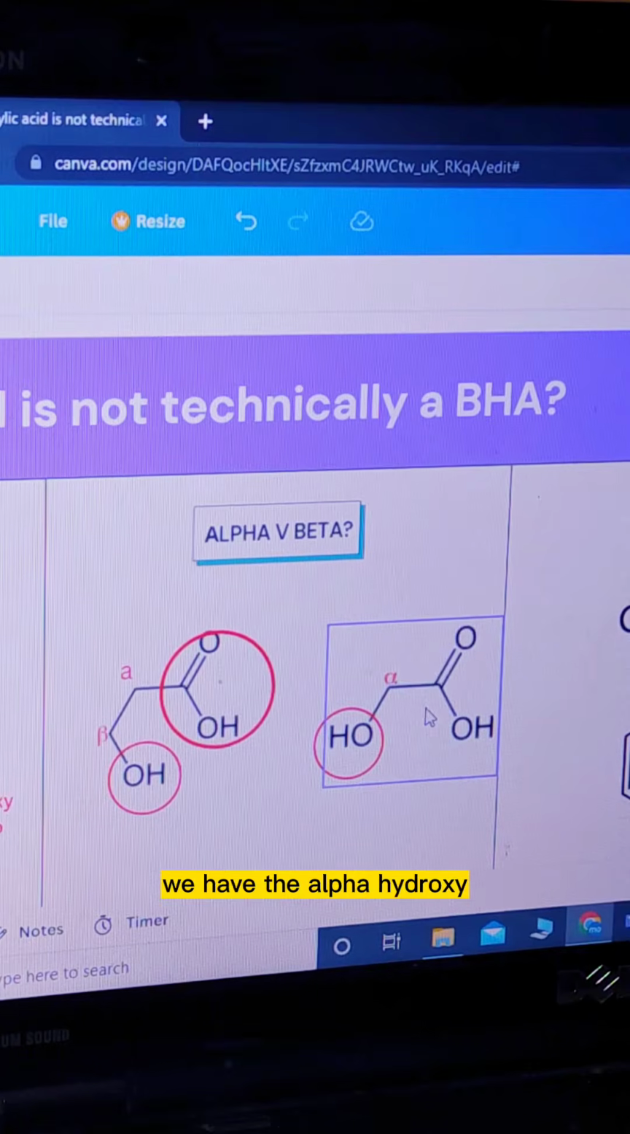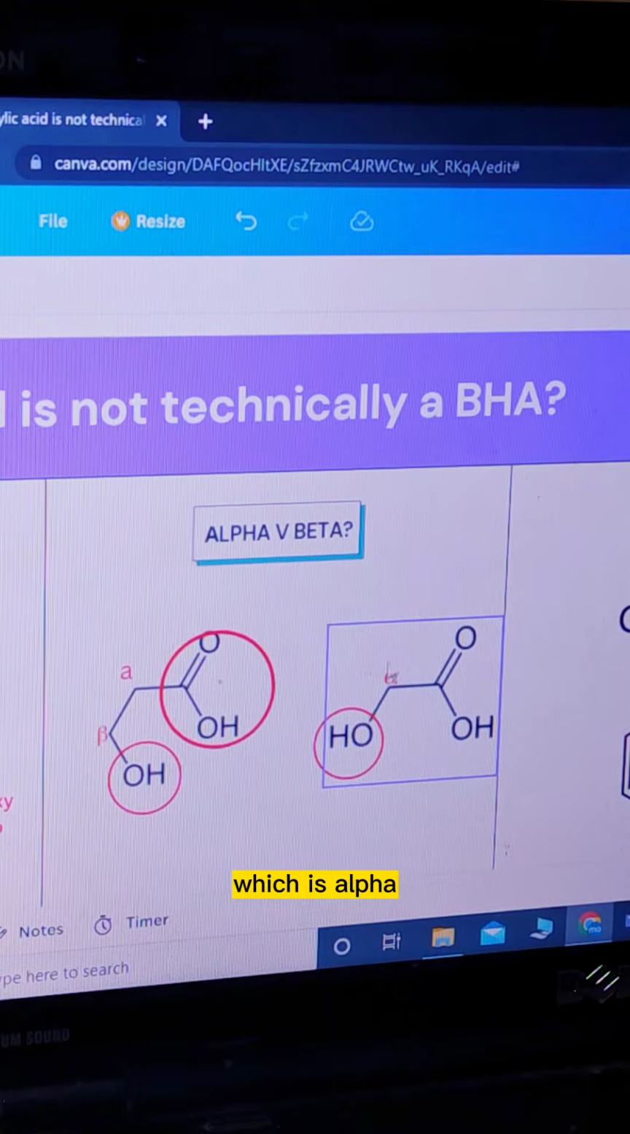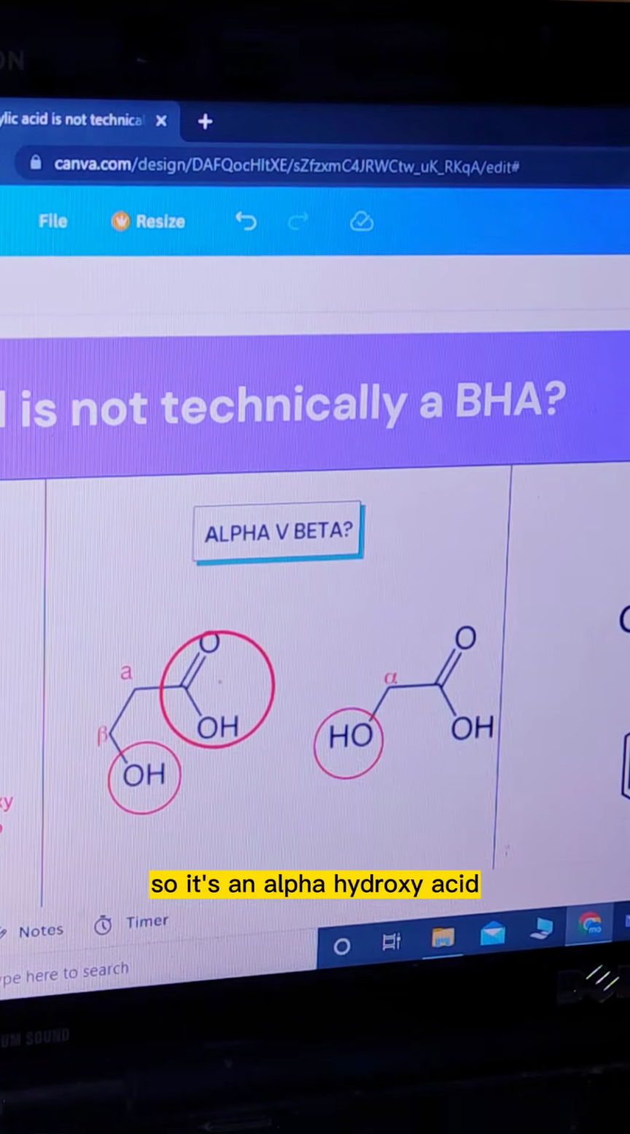On the right, we have the alpha hydroxy, where the acid group is only 1 carbon away, alpha, from the hydroxy group. So it's an alpha hydroxy acid.